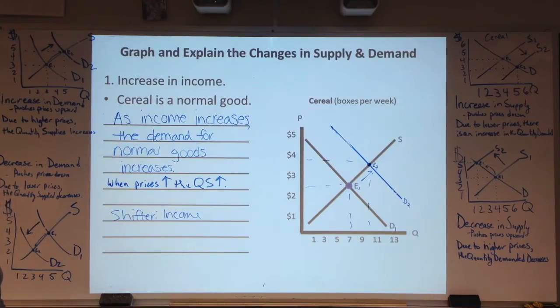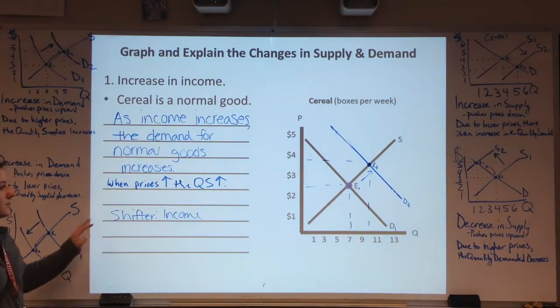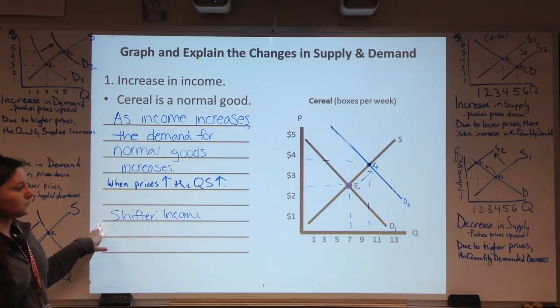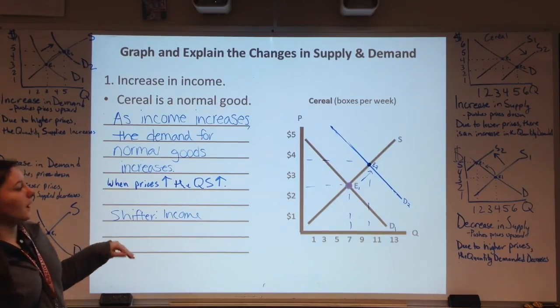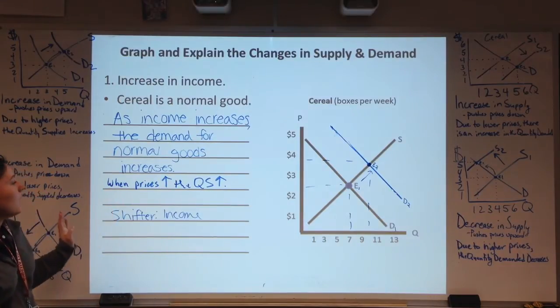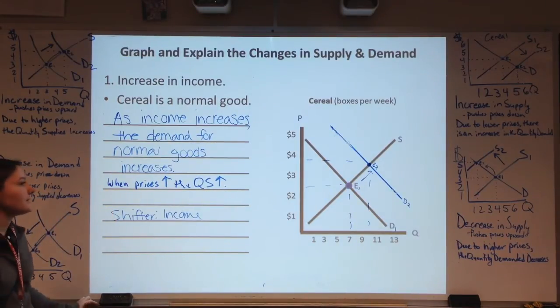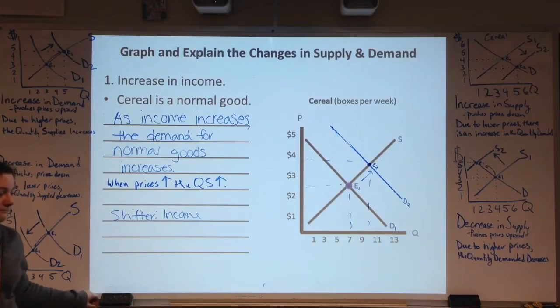Okay, so the situation is an increase in income, and we're assuming that cereal's a normal good. So when income increases, the demand for normal goods increases, and the shifter is income, so the demand goes up and to the right. So when prices increase, quantity supplied increases.